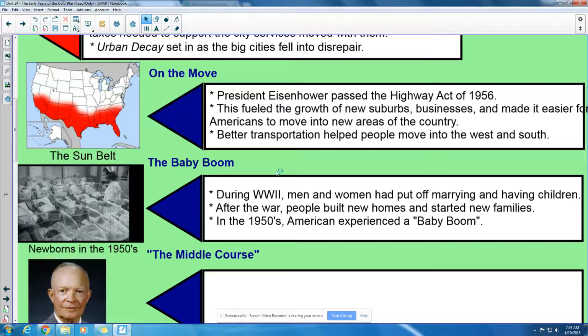They didn't have money for a house and a car and all those extras that you need when you have a family. But after the war, Americans have jobs, they have savings, they're building the new houses, and they're all starting families at the same time. And in the 1950s, America experienced a tremendous baby boom, a skyrocketing of people in their 20s and 30s settling down and deciding to have a family at the same time.